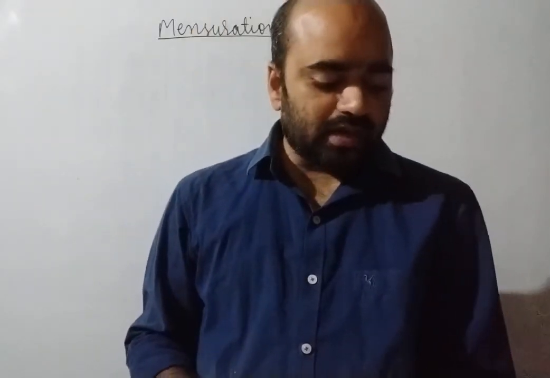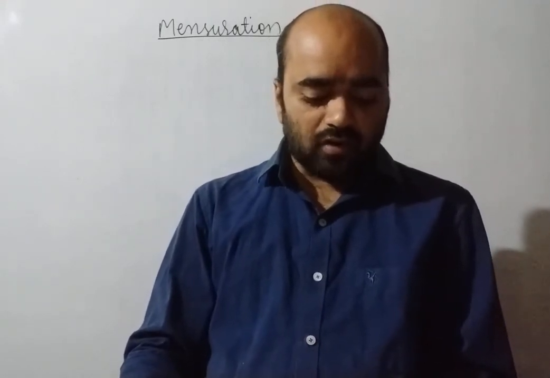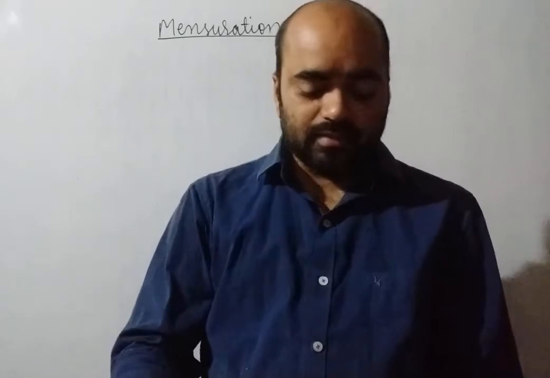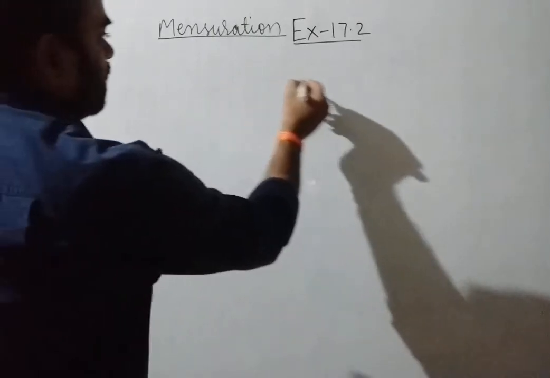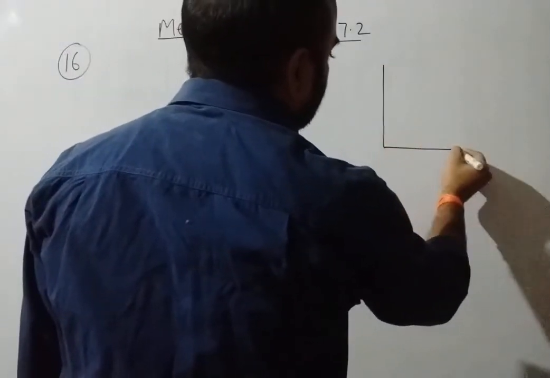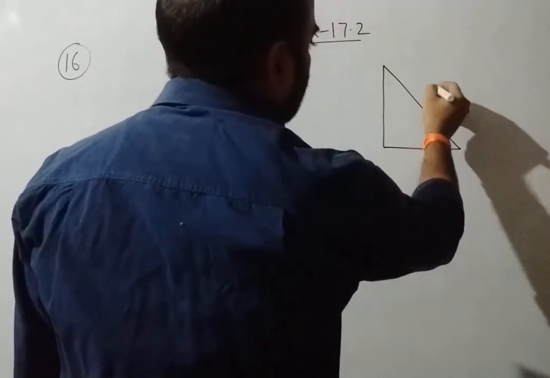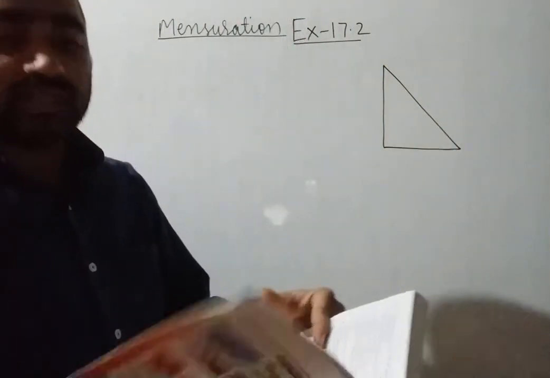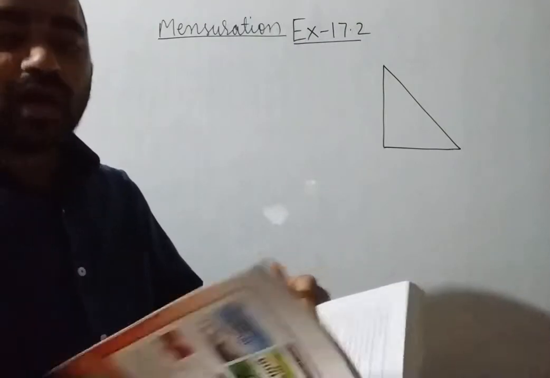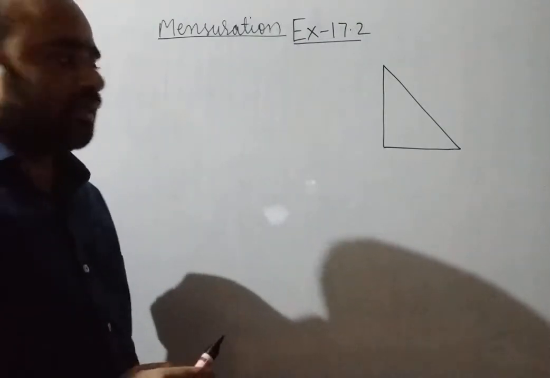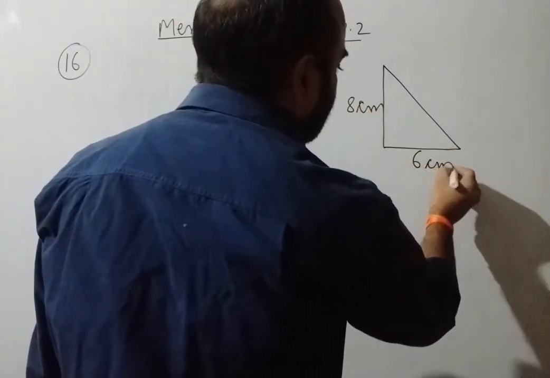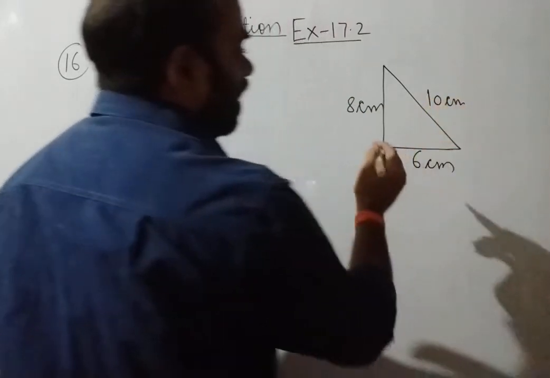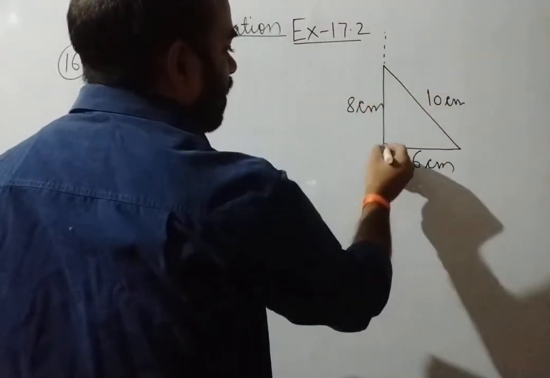Question number 16: a right triangle with sides 6 centimeter, 8 centimeter and 10 centimeter is revolved about the side 8 centimeter. It means one triangle is there. Suppose this is the triangle and sides are 6, 8, 10. But the triangle is revolved about the side 8 centimeter. So we will take this as 8 centimeter, this is 6 centimeter and this is 10 centimeter. We have to revolve this triangle about this line.